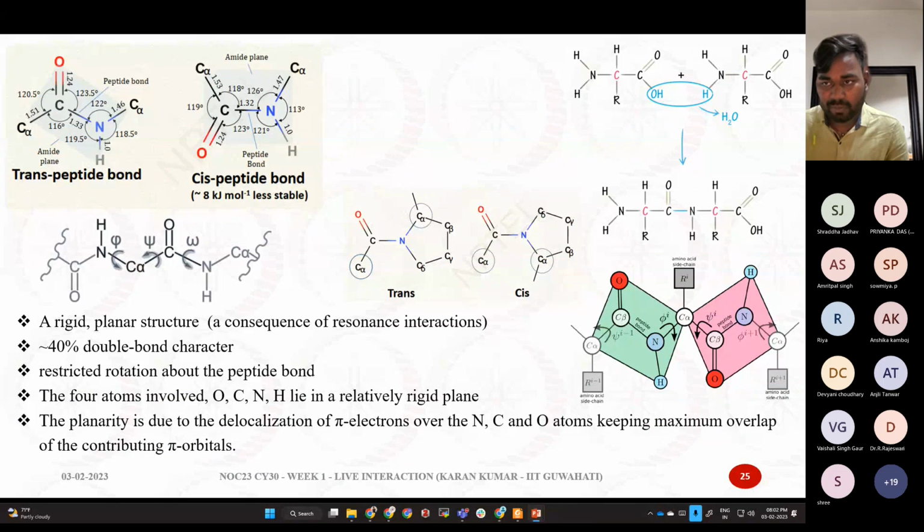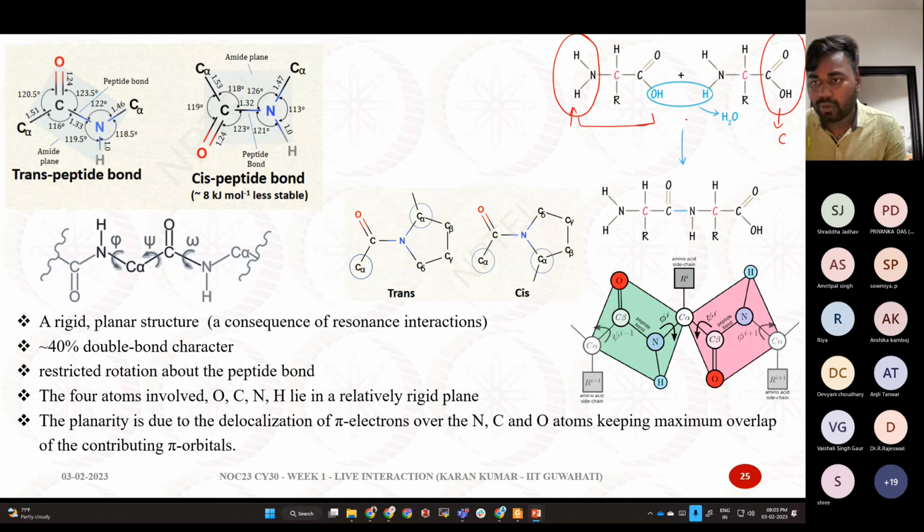Now we will move to discussing the peptide bonds. How are these peptide bonds formed? Whenever you form a peptide bond, always remember the first amino acid will have the N terminal, and the last amino acid in a peptide will have the C terminal at the end. Why is it called N terminal? Because the geometry is represented like this. When you form a peptide bond, this is the first amino acid, this is the second amino acid.